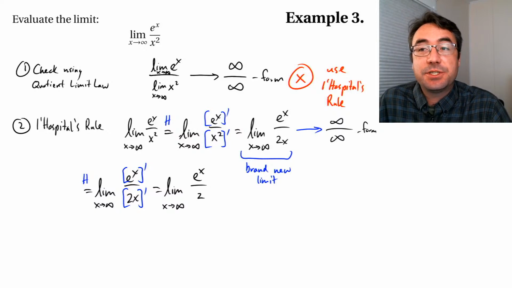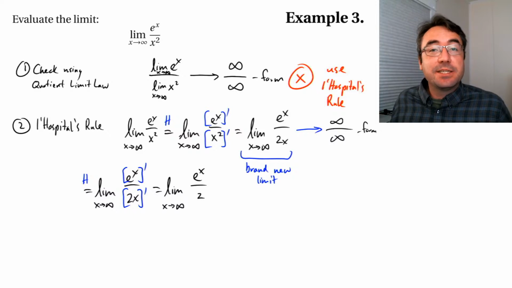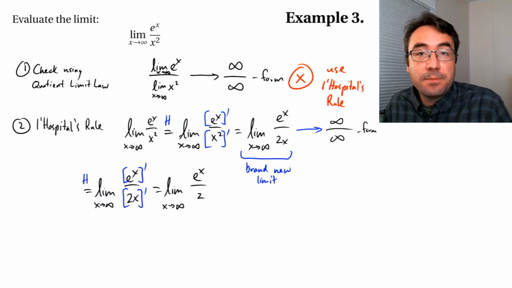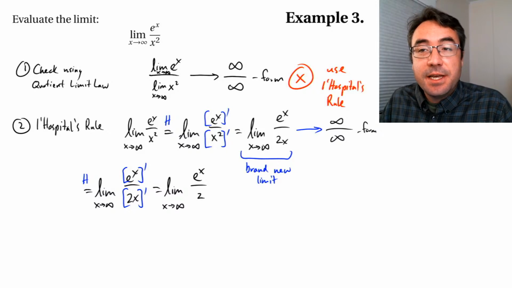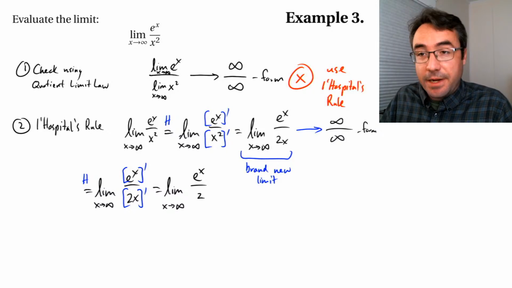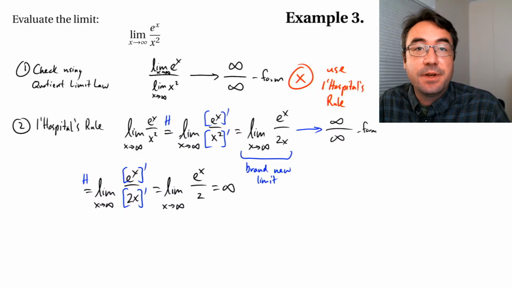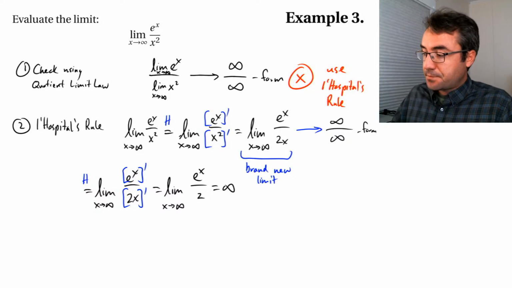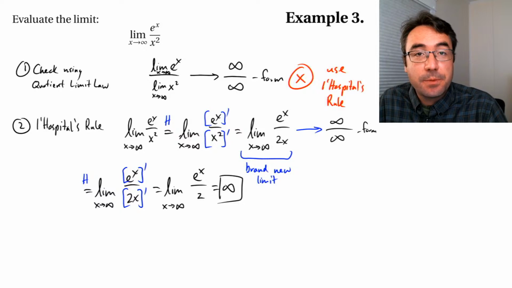So we try just seeing what happens, and check to see if we get another indeterminate form. But in this case, we don't, because the limit of e to the x goes to infinity. So the limit of e to the x divided by 2 is infinite. And so that's our answer. It's not an indeterminate form.